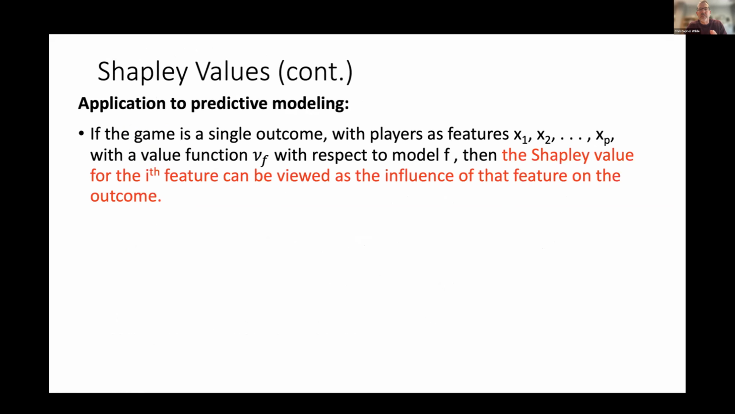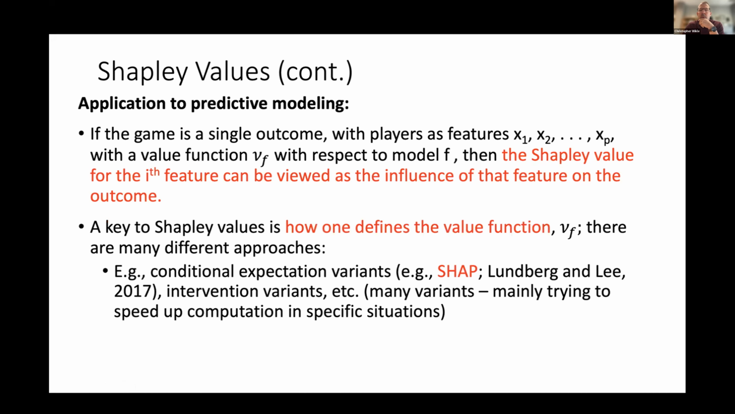And so in predictive modeling, how does this apply? Well, we think of the game now as a single outcome, so a single prediction instance, for example. So I have a bunch of X's and I want to predict Y. So the players then are the features. So I have P features here. And then I have a value function for the model F. And then the Shapley value for the ith feature is basically just the influence of that feature on the outcome. And so the key here is how one defines this value function, as I mentioned.